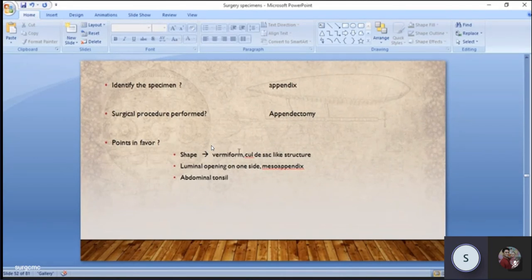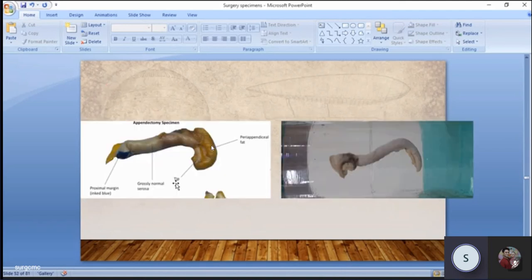Points in favor: vermiform, cul-de-sac-like structure, blind tube. Okay, luminal opening on one side. This is the main part. Okay, and mesoappendix, and it is also known as the abdominal tonsil because of the lymphoid tissues. Okay, so now you can relate what is what part. This is the blind end part and this is the luminal part, and this yellow part is the mesoappendix. Okay, this is the tip.